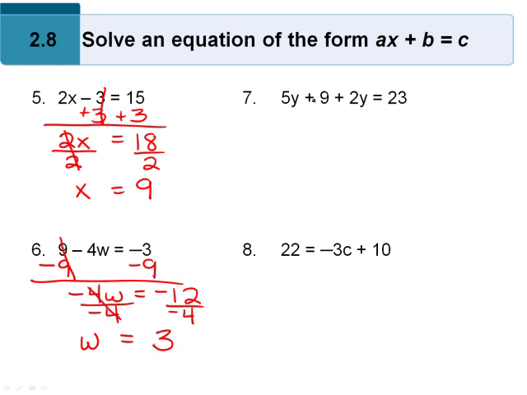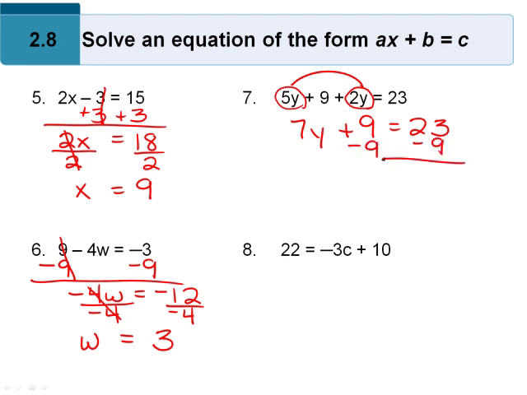Now, look at the left side of this equation. You've got some like terms here. You've got 5y and 2y. They're on the same side of the equal sign, and they're both positive because you have a positive 5y plus 2y. So you're going to combine those to get 7y plus 9 equals 23. That's what we're going to solve. Okay, so that was our first step, to combine those like terms. Now I want to get rid of the 9, so I'm going to subtract 9 from both sides.